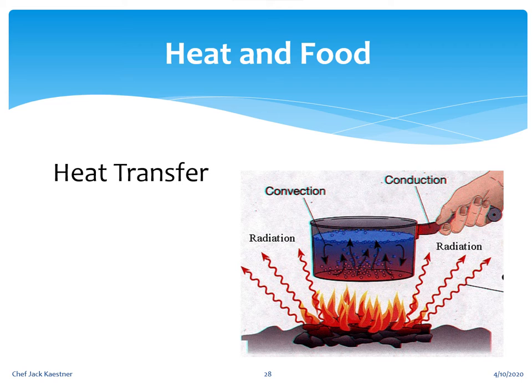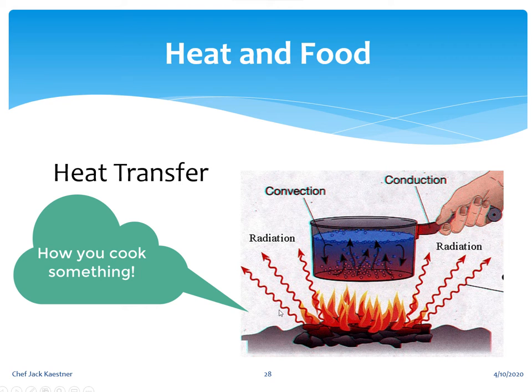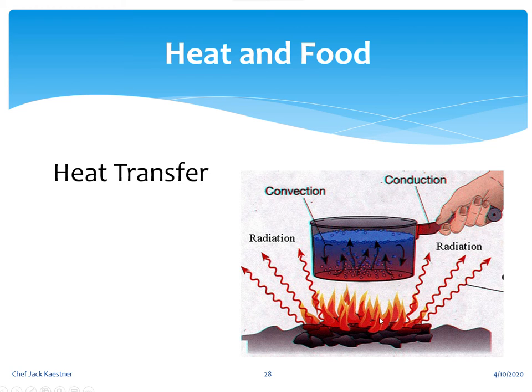Then we'll go on to heat and food. What we're talking about is heat transfer. So you've got some type of heat source, whether it's a stove, a burner, a microwave, a grill, and then that heat transfers from that flame to the pot. So the main types of heat transfer are conduction, convection, radiation.